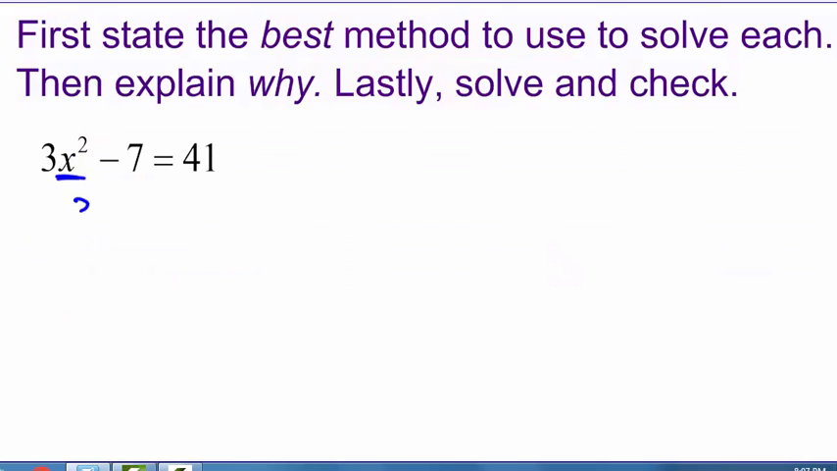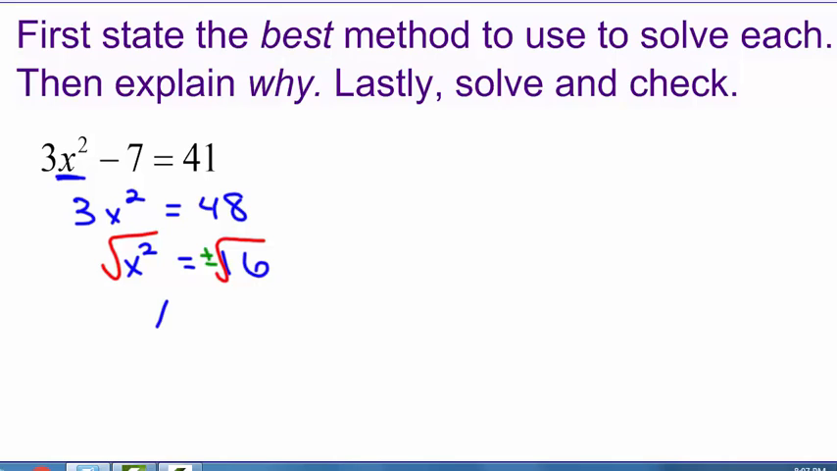So first thing I see, there's a single x term there. So I'm going to get the x squared alone. I'm going to take the square root. I get x squared equals 16. To get rid of the squared, I take the square root. I always have to remember when I introduce the square root, plus or minus. So I should get x equals plus or minus 4. 2 answers, 2 real answers.